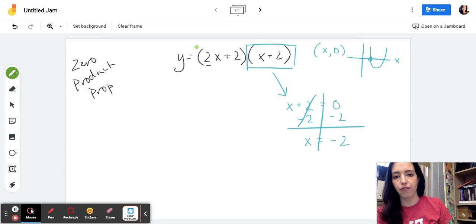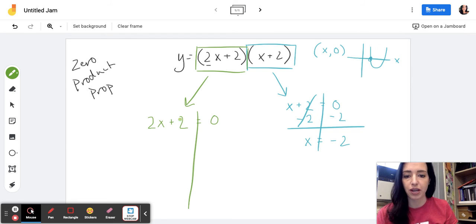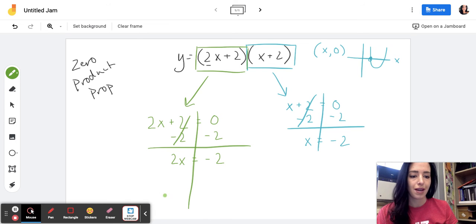I'm going to do the same thing for the other factor, but this one is actually going to be a two-step equation. So I actually have now 2x plus 2 equals 0, all right? So I'm just solving a two-step equation. I have to get rid of the addition first. The inverse of addition is subtraction, so I'm going to subtract 2 from both sides and be left with 2x equals negative 2. And then I've got to do my second step.